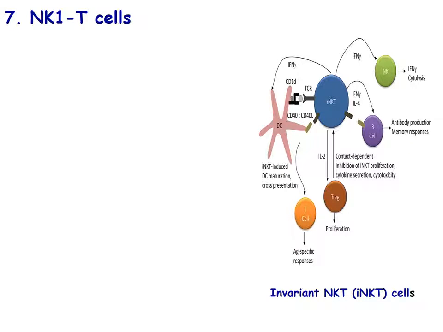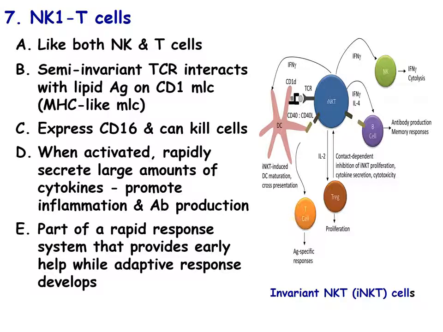Finally, we have something called NK1 T cells, or NKT cells. NK1 is actually an old version of it. They have characteristics of NK cells and T cells. Remember, NK cells and T cells are both lymphocytes. They have a T cell receptor, unlike NK cells, but they are not as variable as the T cell receptors on regular T cells. They're called semi-invariant. So frequently we refer to them as invariant NKT cells with a little i in front, as you can see down here on the bottom of the slide.